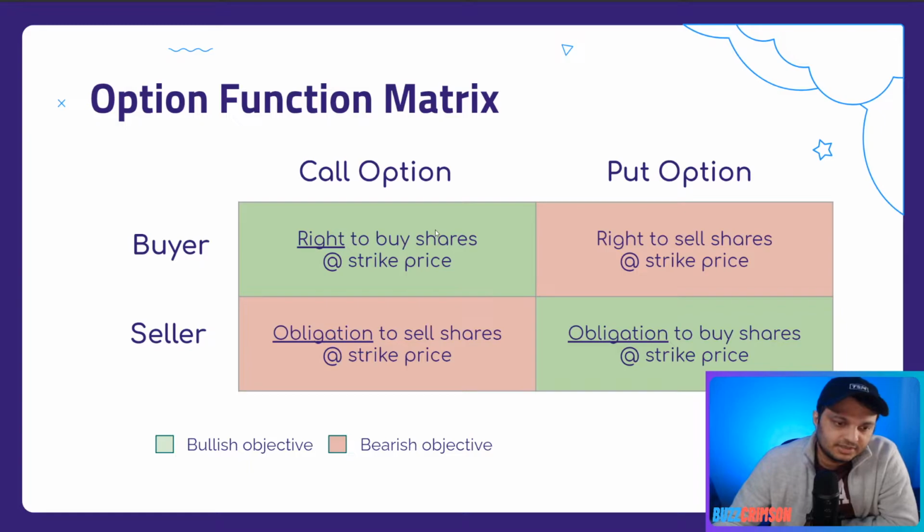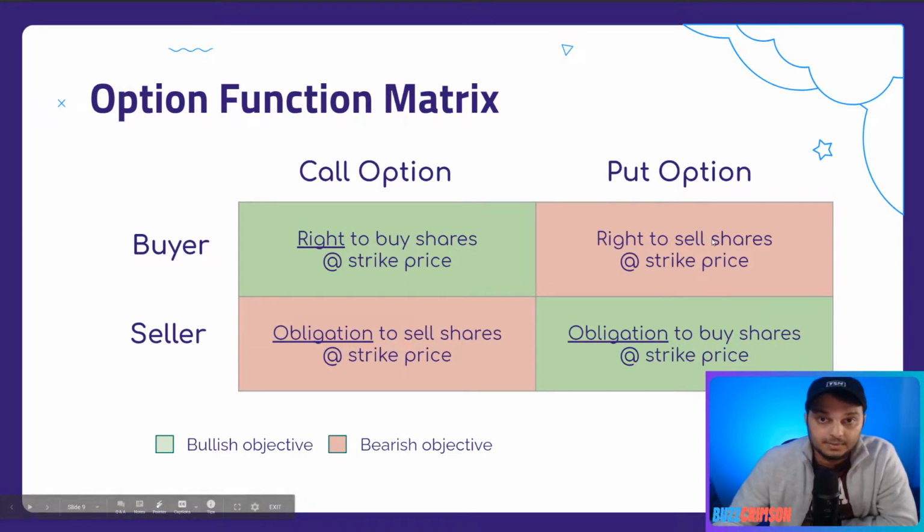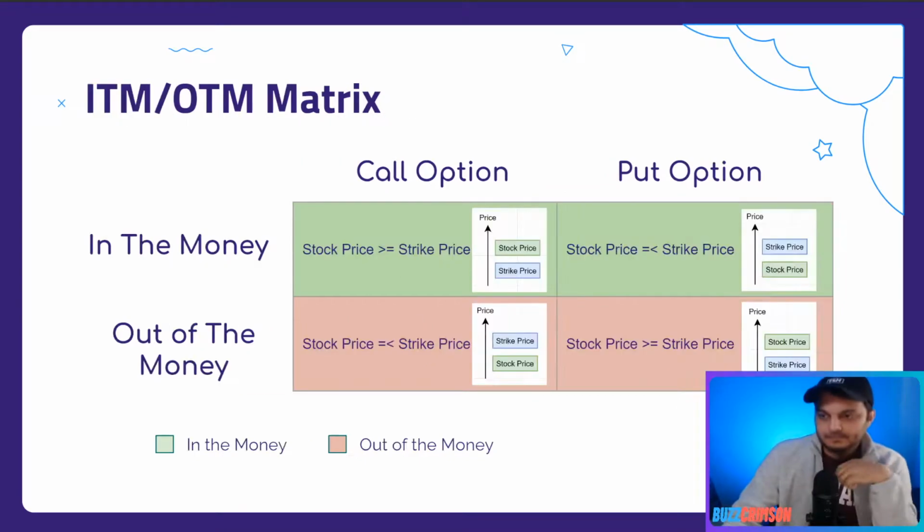The color scheme here is going for a bullish and bearish objective. So if you were a bullish investor, for a single leg option strategy, you would buy a call or sell a put. If you're bearish, you would sell a call or buy a put. We'll go over that later, but this will help you in the future.